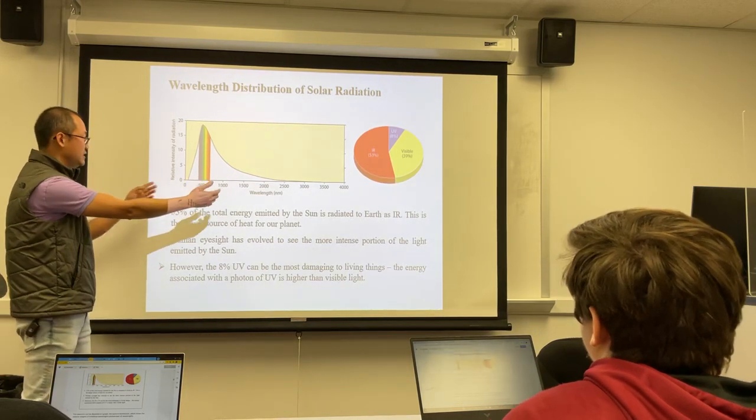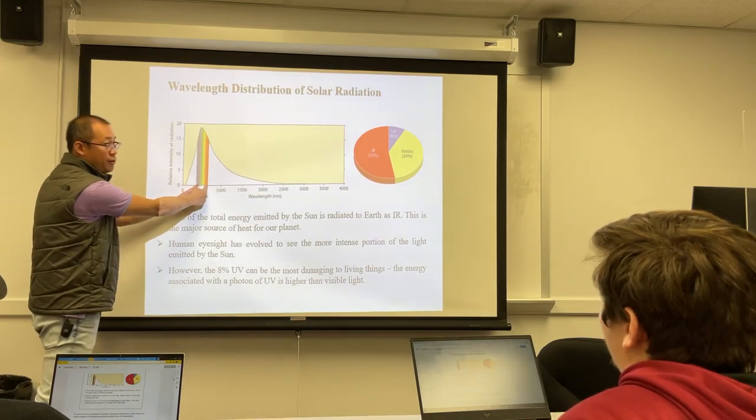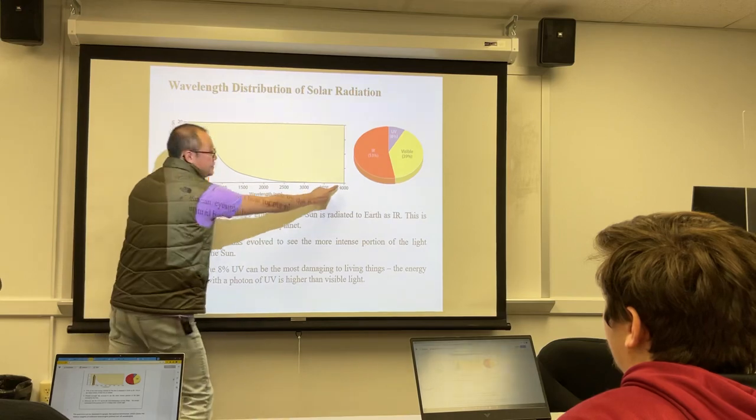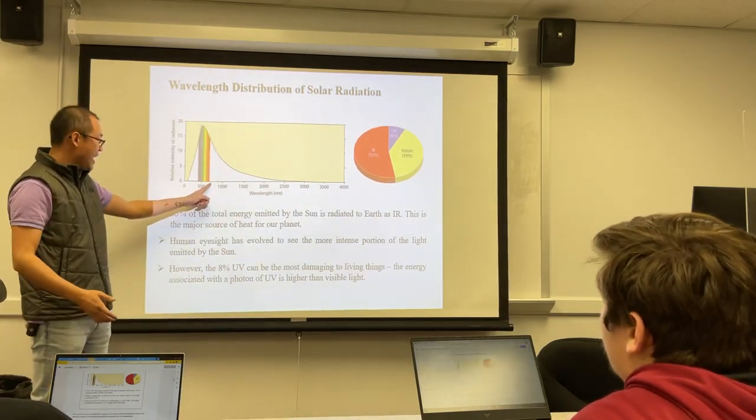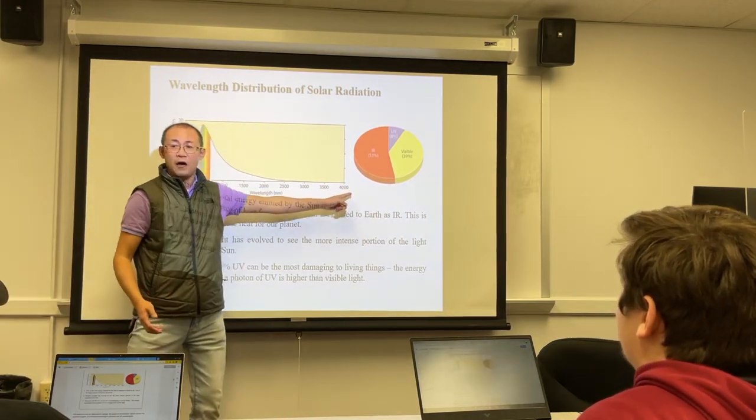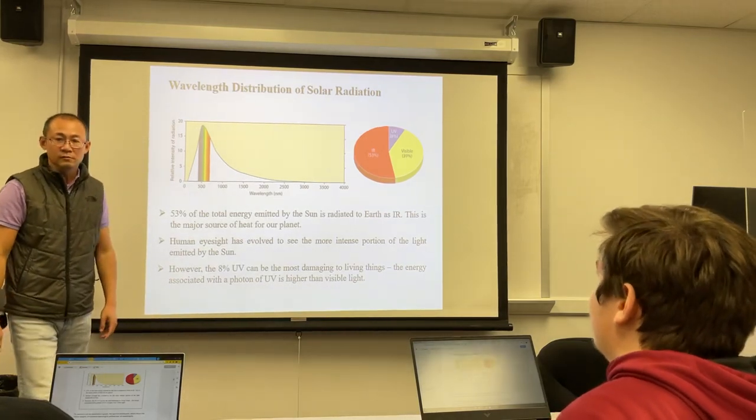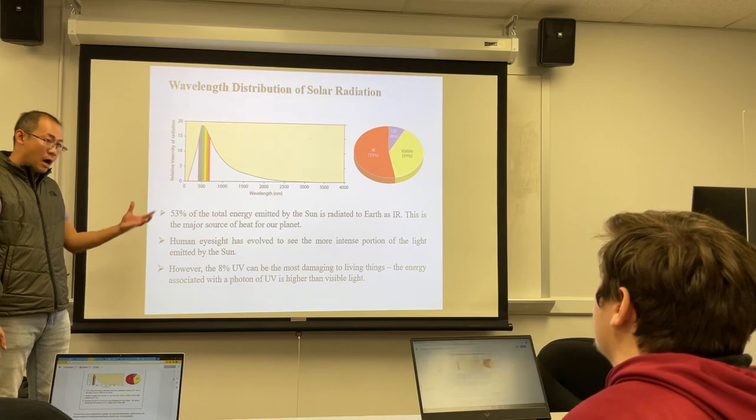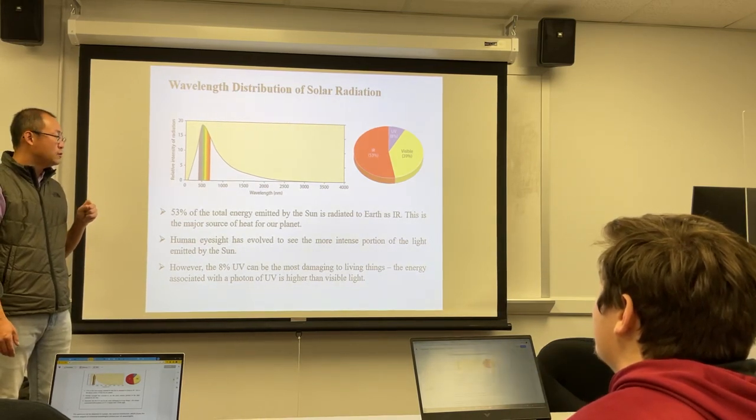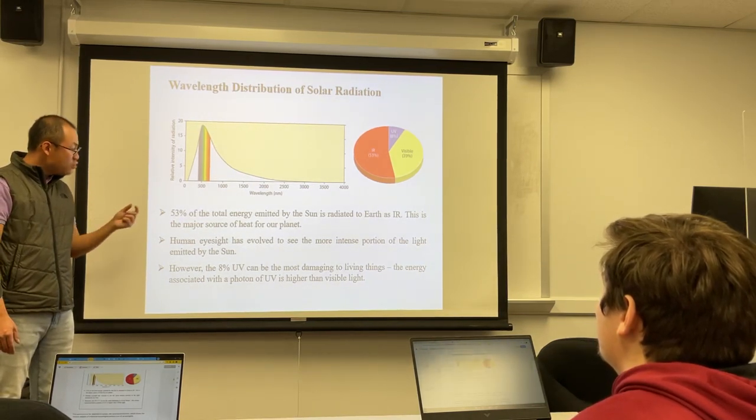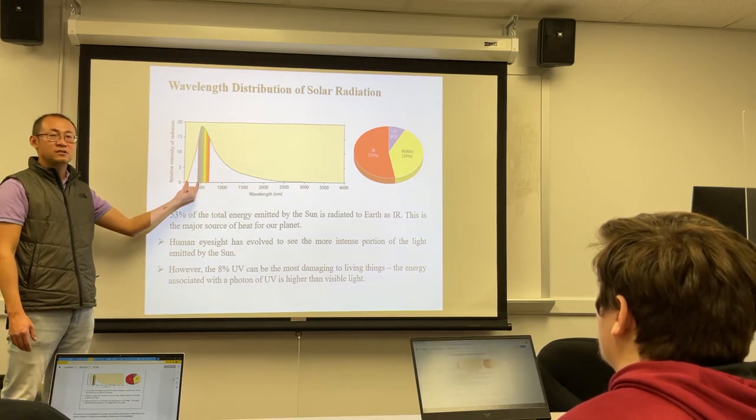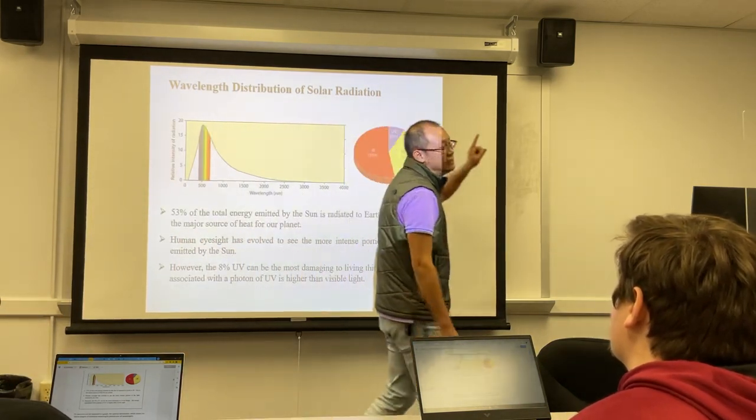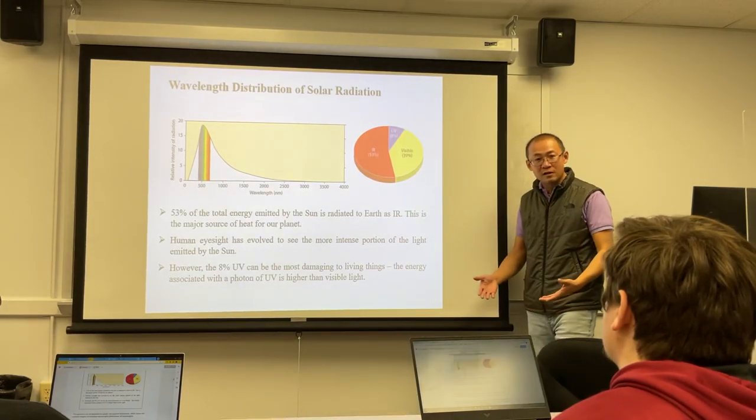These are the wavelengths. Visible is from 400 to 700. This is the ultraviolet. IR is long, from 800 all the way to 4,000 nanometers. Okay, that's the wavelength range again. However, we do get 8% of this guy, UV. What is UV? Ultraviolet.